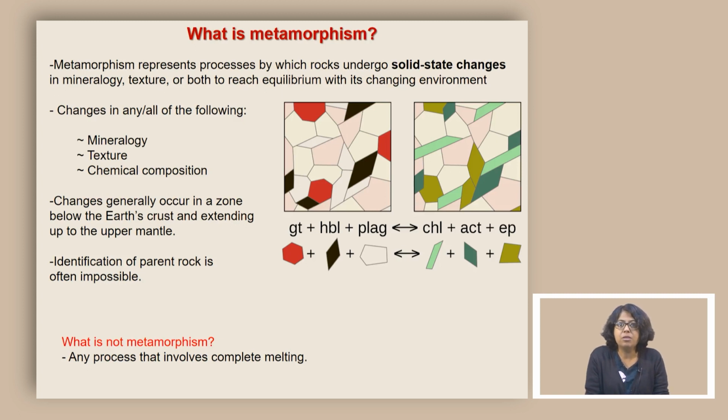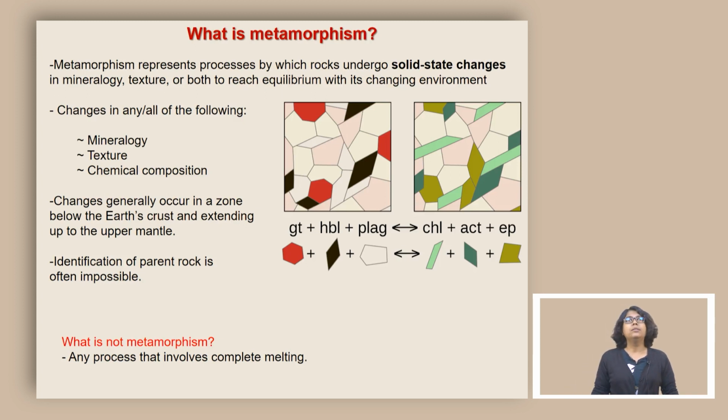Metamorphism represents processes by which rocks undergo solid state changes in mineralogy, texture or both to reach the equilibrium in the changing environment. So, it is different from igneous rocks because it never involves complete melting. It is also different from sedimentary rocks because it undergoes conditions which are high in temperature and pressure. And we do see development of newer crystals, newer minerals, which all reflect the requirement of the changing environment.